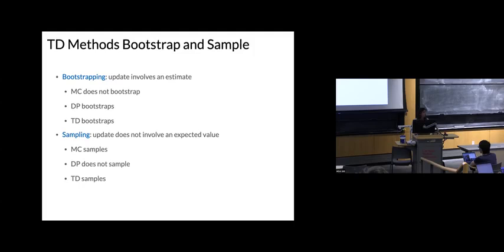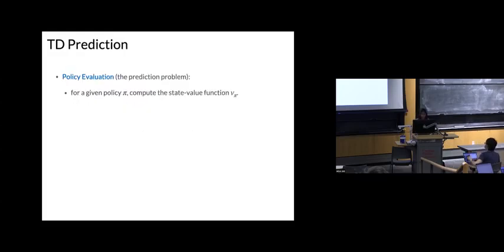So what are we going to do next? Well, we'll do exactly the same things we did for Monte Carlo. We'll discuss estimating value functions with TD and then doing control with TD, okay? The same thing we did for MC. So let's see, TD prediction. My goal is policy evaluation. This is also the prediction problem. I give you a policy pi and your goal is to compute the state value function or the state action value function, Q of pi.